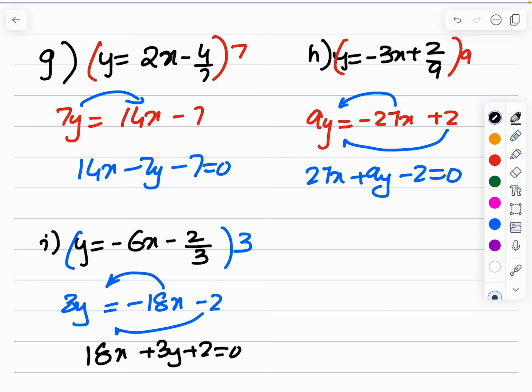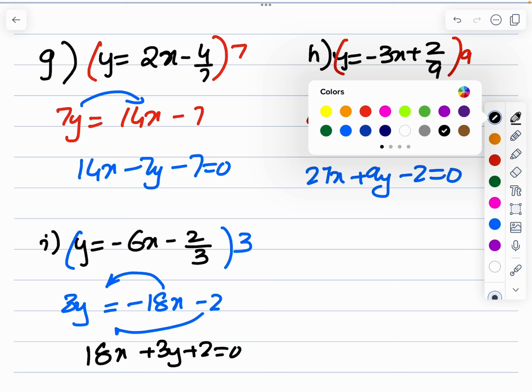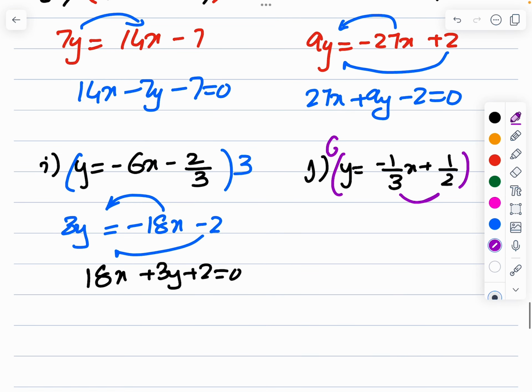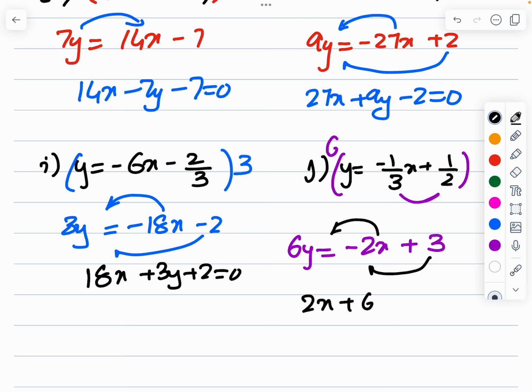Then I am going to do the next one. H, y equals negative 1 upon 3x plus 1 upon 2. This time I am going to multiply by 6 on both sides because 2 times 3 is 6. I need to get rid of the denominator. 6y equals 6 upon 3 is 2 and 6 upon 2 is 3. Now x is negative this side, so bring the 2x to the other side. 2x plus 6y minus 3 equals 0.